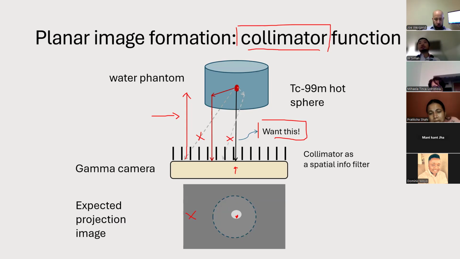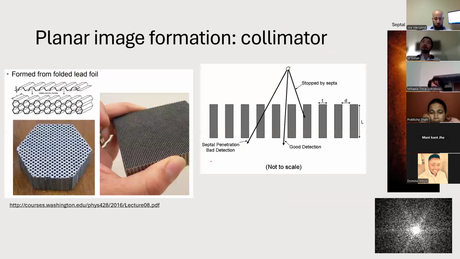So the next question is, what do we do with scatter? This scatter has already lost its information. What do we do with this? How do we remove that?